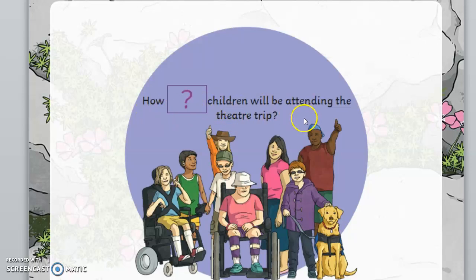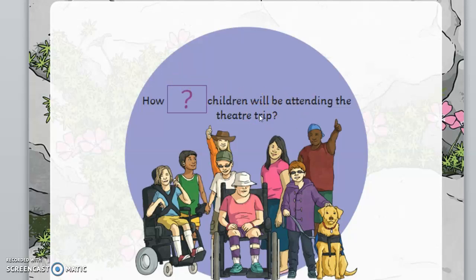How many children will be attending the theater trip? I look at the noun. Children is countable because I can count the children. One child, child is singular, two children, 3, 4, 5, 6, 7, and 8 children. So because it's countable and it's plural, I use many. So the correct question becomes, how many children will be attending the theater trip?